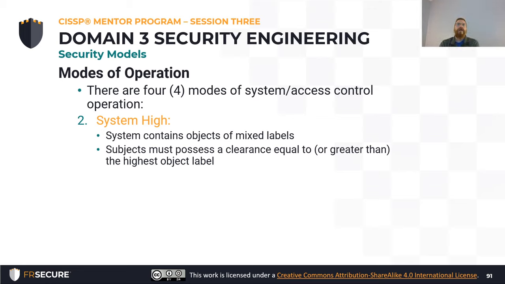All right. System high. You're going to have mixed labels, so it's not just one classification. And you have to have clearance equal to or greater than the highest object on that system. So with secret and top secret data, if I have confidential clearance, no go. I'd have to have whatever is the highest level of classification on that system.